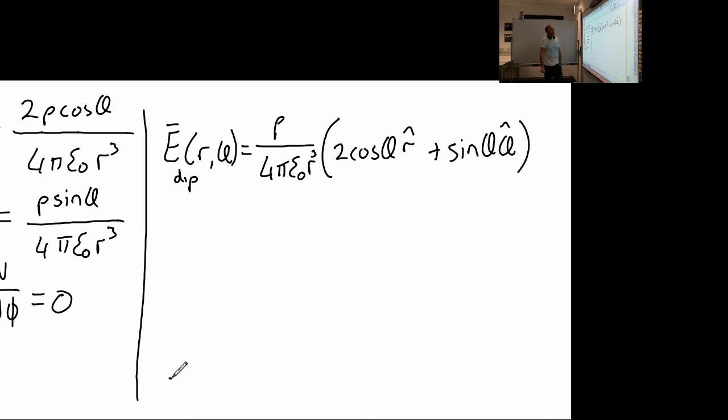What we can see is that for a point charge, the electric field is going to go as 1 over r squared, but for a dipole, it's going to go as 1 over r cubed. For a quadrupole, it's going to go as 1 over r to the 4, and for an octupole, 1 over r to the 5.